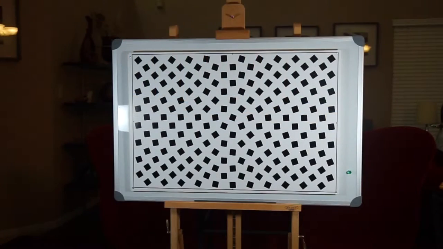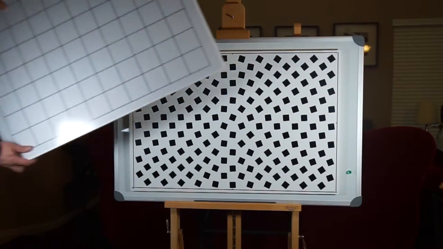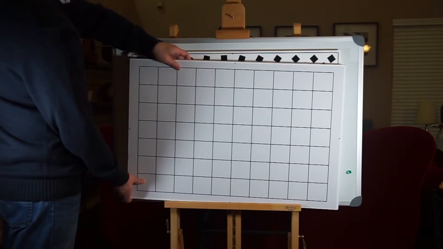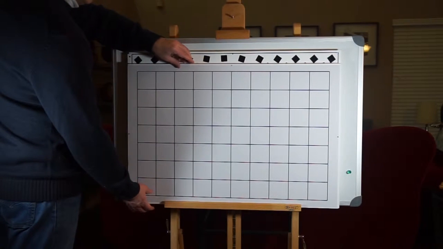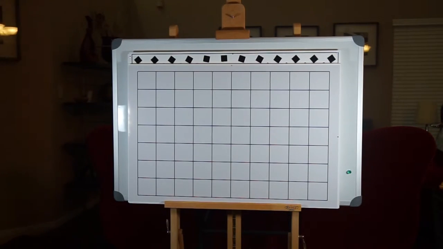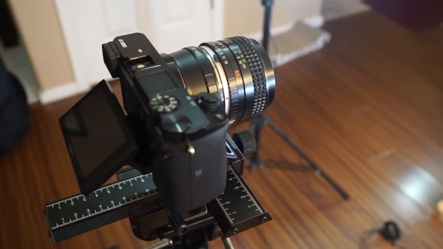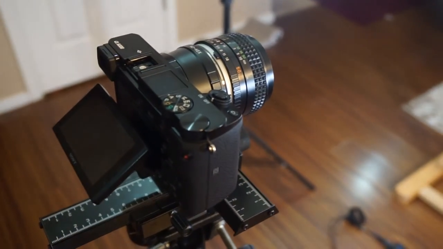To use the target, I recommend that you mount it on an easel as shown here. Use a level to ensure the target is aligned vertically. Finally, position your camera to fill the frame and take some test shots.